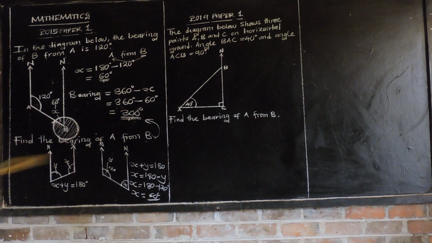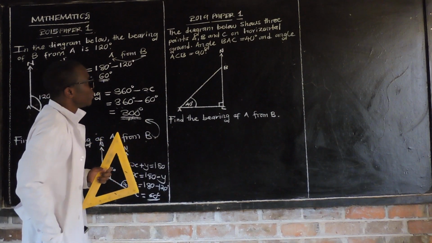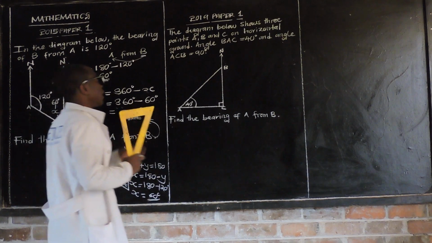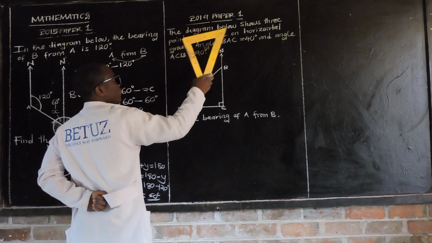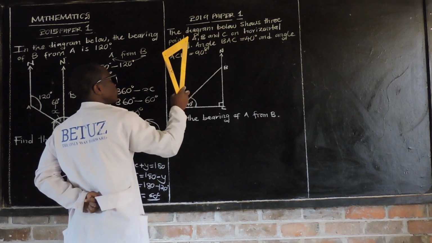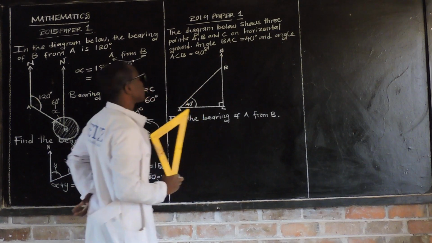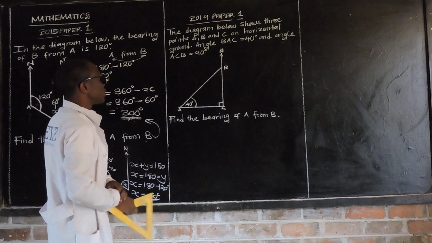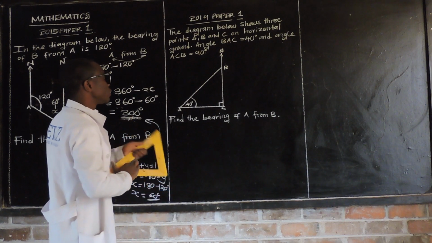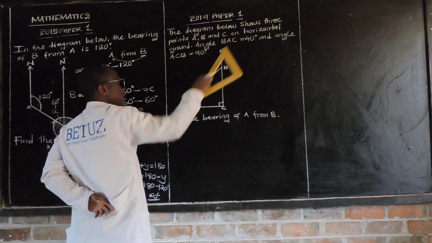360. Let us look at 2019 paper 1, also on bearings. Sorry, paper 1 I mean, not paper 2. It says in the diagram below. Now the diagram below shows 3 points, which are point A, B, and C on the horizontal ground. Okay? The diagram below shows 3 points, which are point A, B, and what? C on horizontal ground.